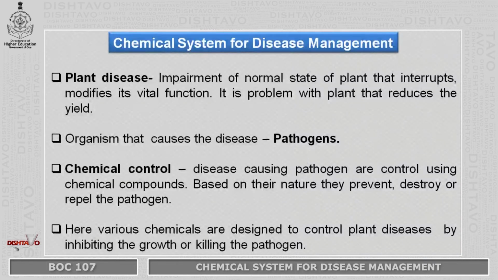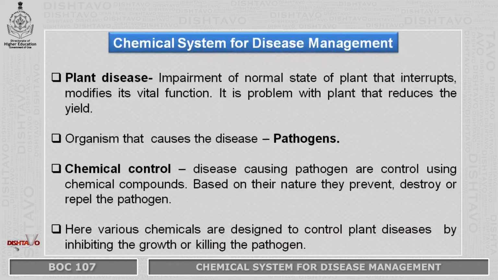Coming to introduction, first we should know what is plant disease. Now, plant disease is nothing but impairment of normal state of a plant that interrupts or modifies its vital function. It is a problem with the plant that reduces the yield. Here, three components are involved: pathogen, host, and environment. And when they interact, disease is formed. How do we know the plant is diseased? We can observe the changes in morphological structures and there are changes in physical processes. Next, the organism that causes disease is called a pathogen.